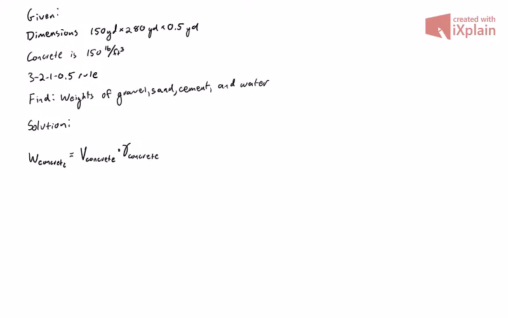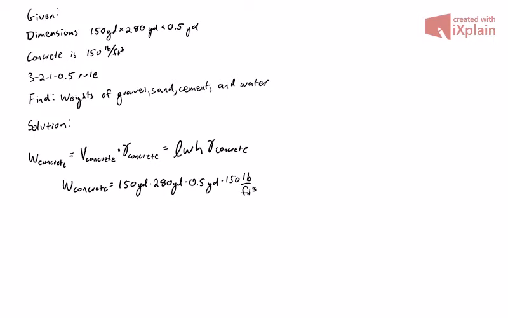Now, since this is being set up as a field that's just length times width times height, because it's a rectangle, we can say that's length, width, height times specific weight of concrete. So we can go ahead and plug in all of our values. The weight of concrete will be equal to the length of 150 yards times the width of 280 yards times the height of 0.5 yards times the specific weight of 150 pounds per foot cubed.